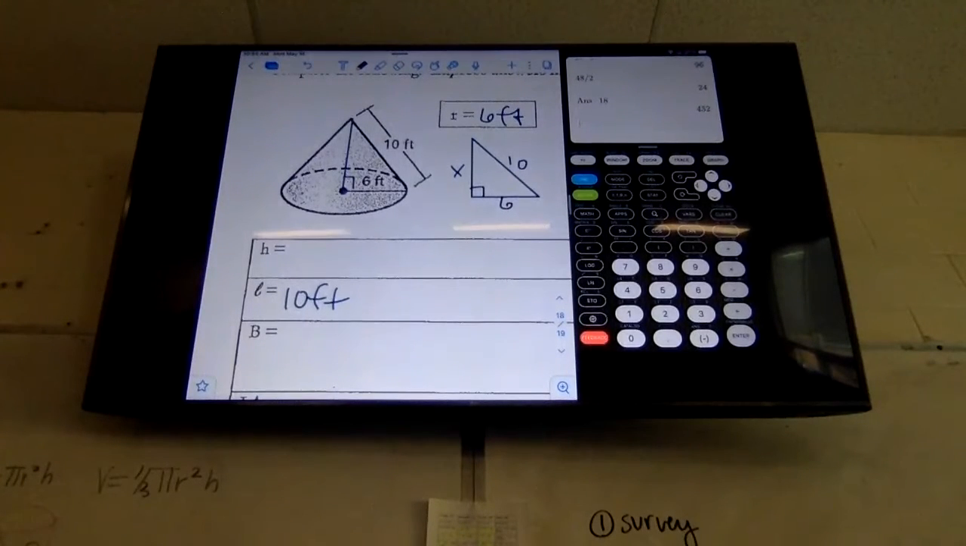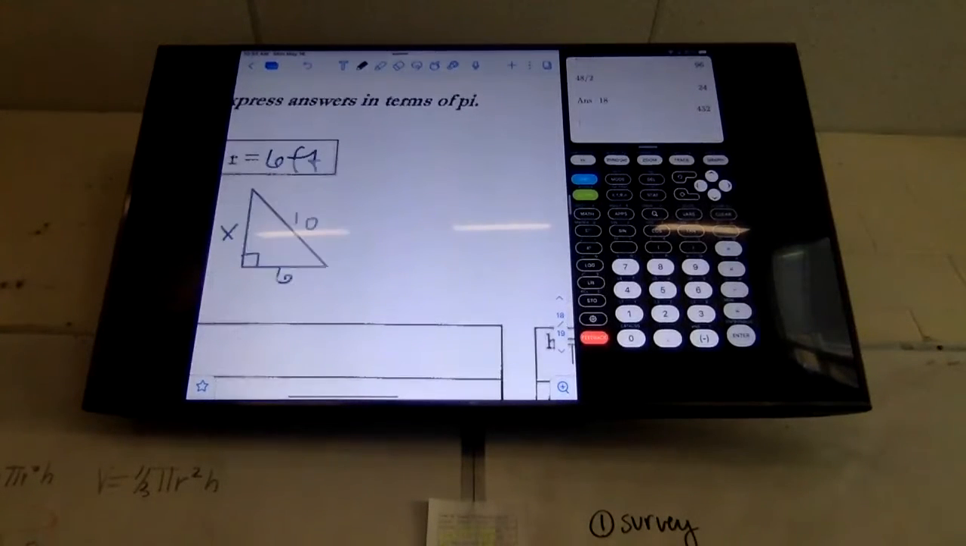Yeah, but let's solve it. Ben, what were you going to say? I'd love to do Pythagorean theorem. It's not a 30, 60, 90. It's not a 45, 45, 90. Good. 6 squared plus x squared equals 10 squared. 36 plus x squared equals 100, minus 36, and I get 64. X equals 8.